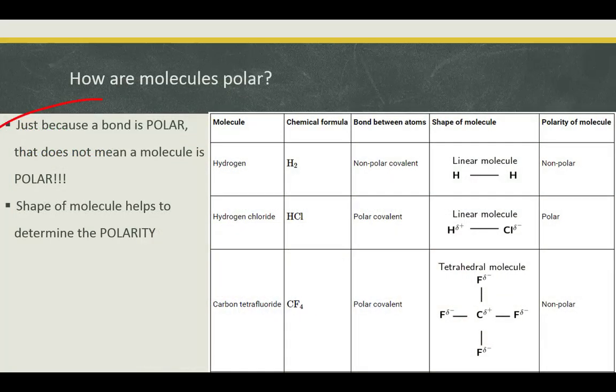So, very importantly, just because a bond is polar, that does not mean that a molecule is polar. And the shape of the molecule actually helps to determine the polarity of that molecule. Remember from the previous chapter, our shapes of molecules are molecular shapes and the ideal shapes, so that you can revise that, because you need those skills to be able to determine polarity and then determine the intermolecular force.